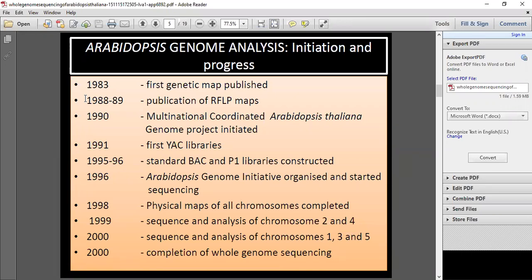In 1991, the first YAC, that is yeast artificial chromosome, libraries were prepared. In 1995 to 96, genomic libraries were prepared by using different vectors. At that time, YAC, that is yeast artificial chromosome, and bacterial artificial chromosome had the largest genome insertion site and carried the largest amount of DNA. That's why they were used as cloning vectors.